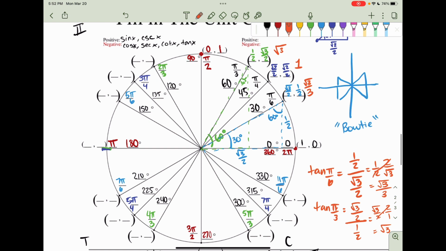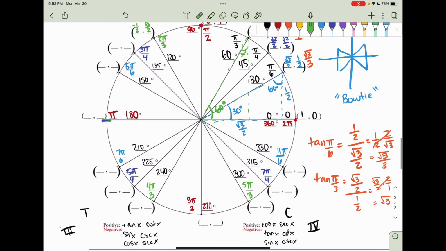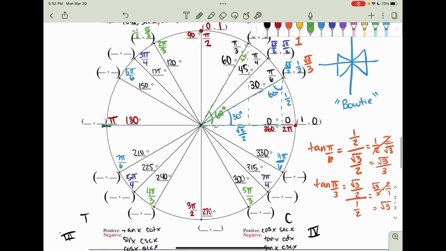All right, so I know that all of my pi over 3's will be 1/2, root 3 over 2. And in quadrant 2, I know that sine is positive and everything else is negative. That means cosine is negative. So the pi over 3 in quadrant 3, tangent is positive, which means both of these are negative. So 1/2 is still my x, and square root of 3 over 2 is still my y.